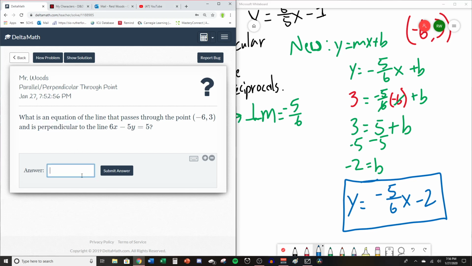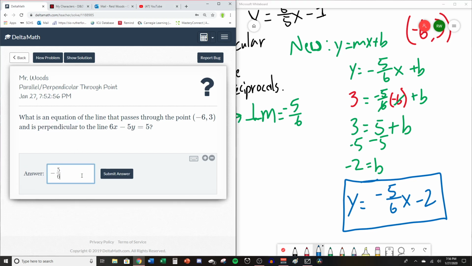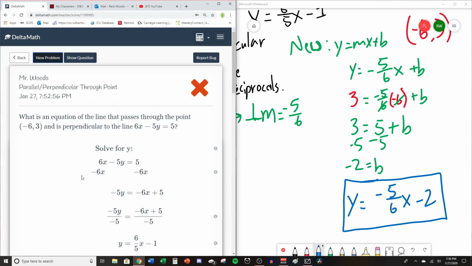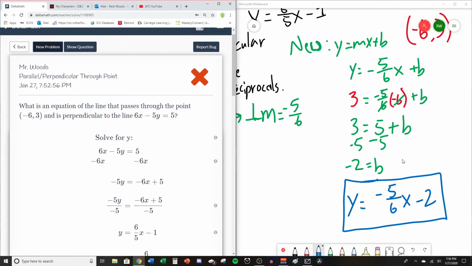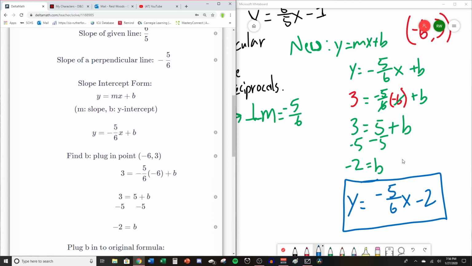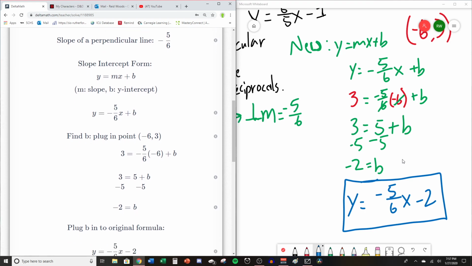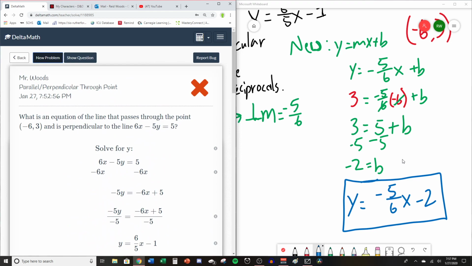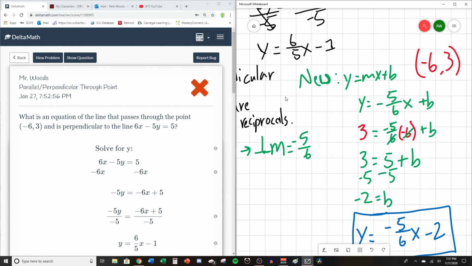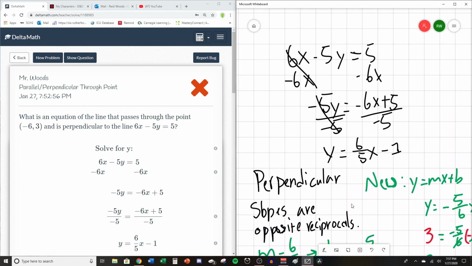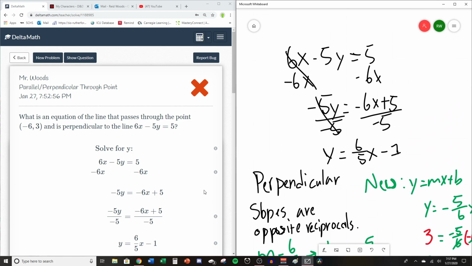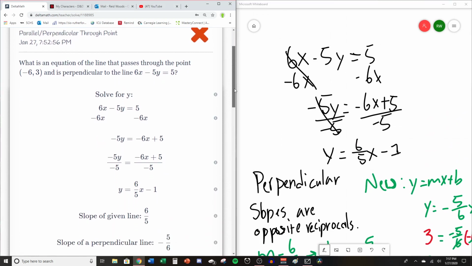Let's type it in over here. So -5 divided by 6. Enter. Wow. Hold on a second. Let's see what we did wrong here. 6 and 3, 5. What was the original? Oh. One moment. Let's see what we did.